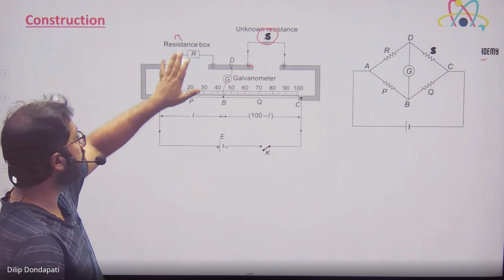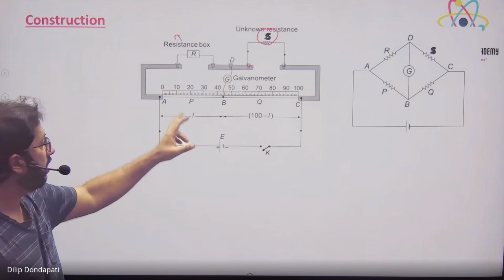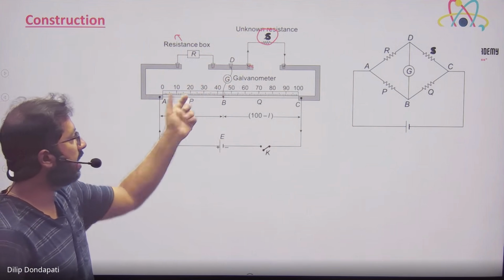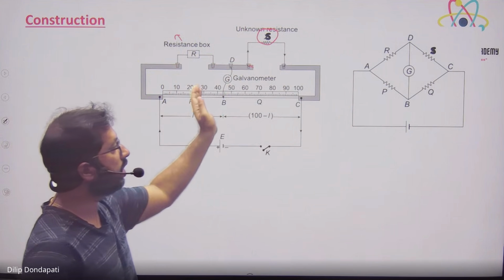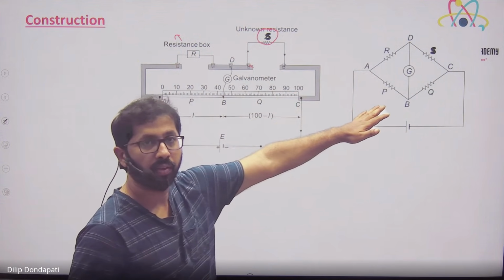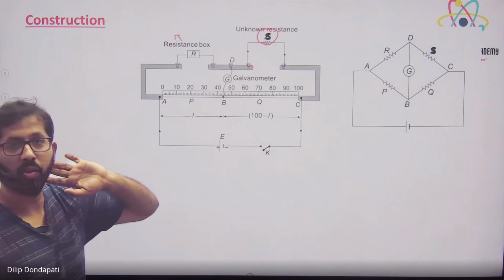Okay. So this is a known resistance. This is an unknown resistance. And here there is a battery and a key and a scale and a meter. Now we are trying to convert this into the Wheatstone bridge. And we want to calculate what? Unknown resistance S.